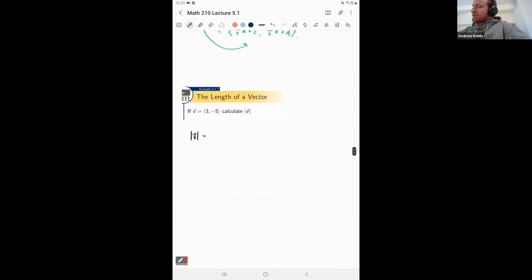So by definition, the magnitude is, we first want to write the vector as a coordinate vector, (3, -5). The definition on the previous slide said we should think of it as ai plus bj. Here it's 3i and, sorry, it's -5j.